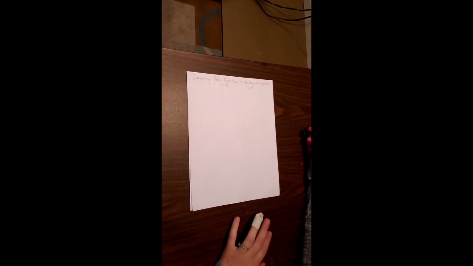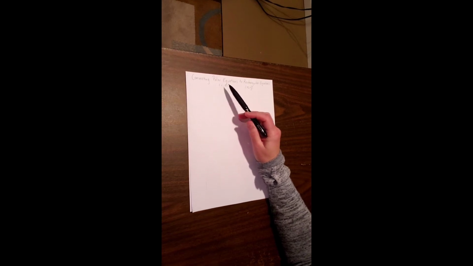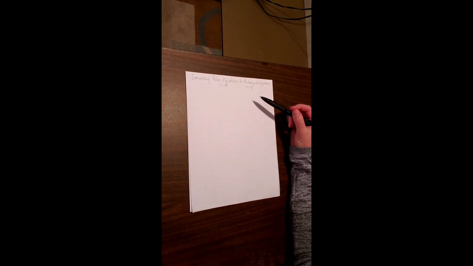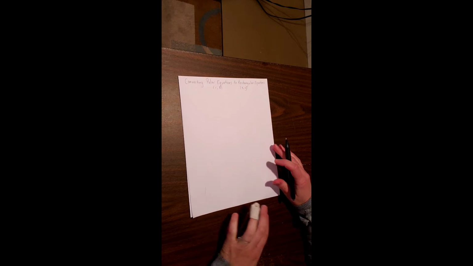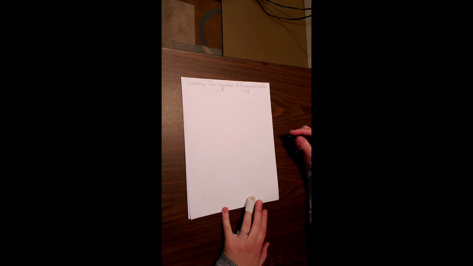So in this lesson, what we're going to explore is converting polar equations to rectangular equations. Rectangular equations, remember, are Cartesian equations. Polar equations involve r and theta. Rectangular equations involve x and y. So there are a few things to keep in mind before we start doing the conversion of the equations.